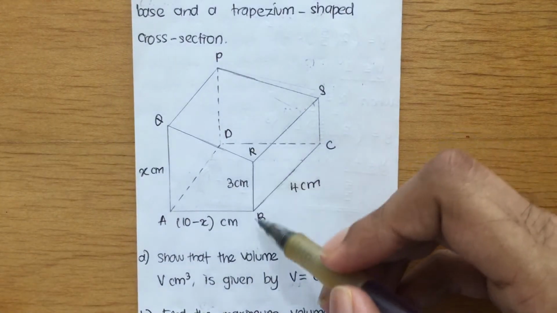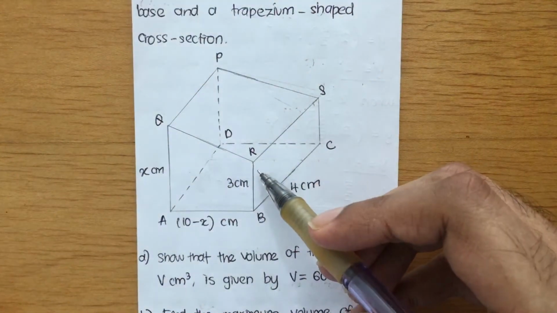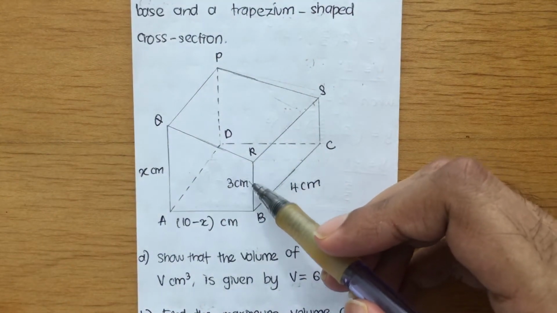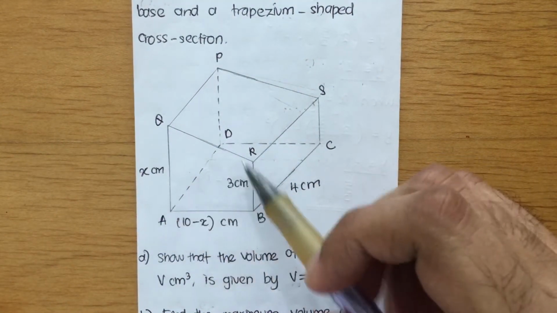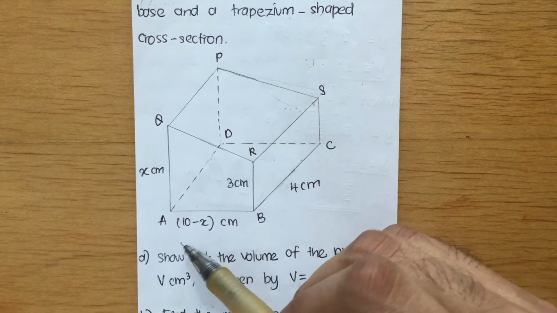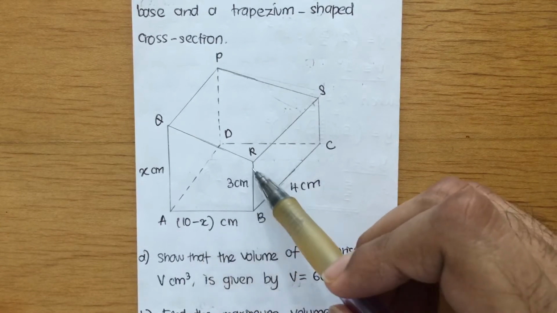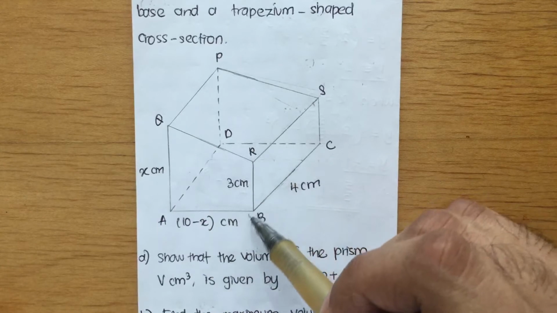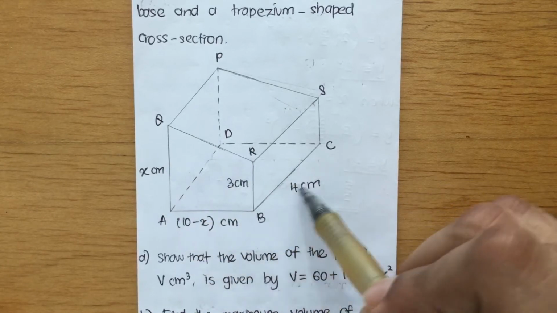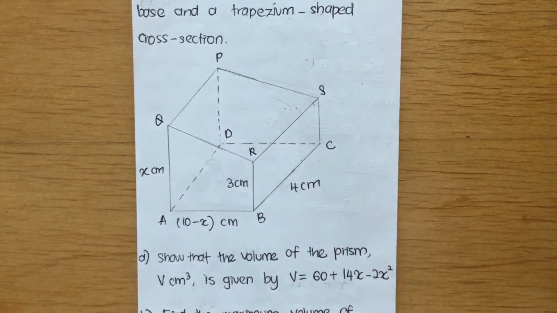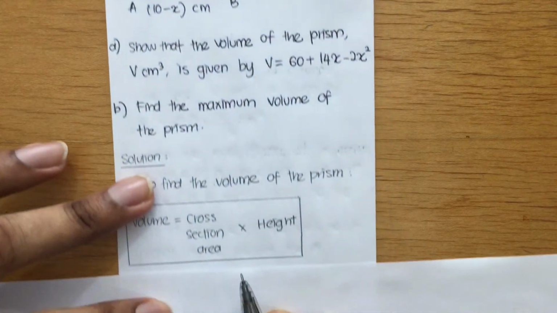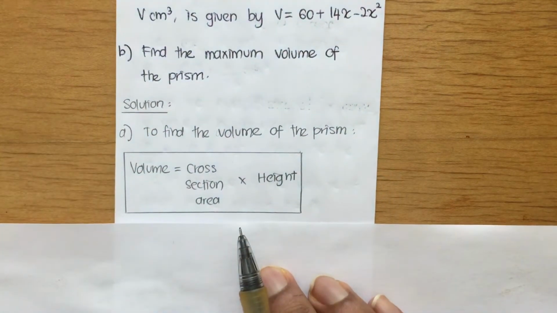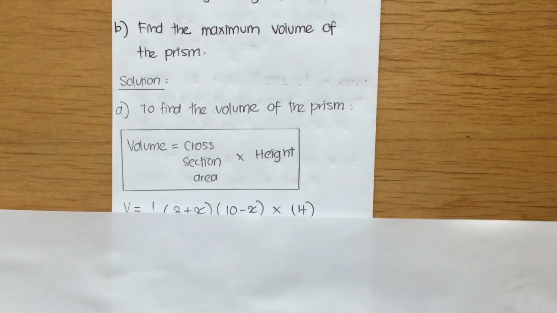So this is your trapezium cross-section area. So half times 3 plus x, and then close bracket, and then you times the height 10 minus x. And this is your cross-section area. So once you get your cross-section area, you times your height 4 centimeter over here. Okay. So let me show you the next step.